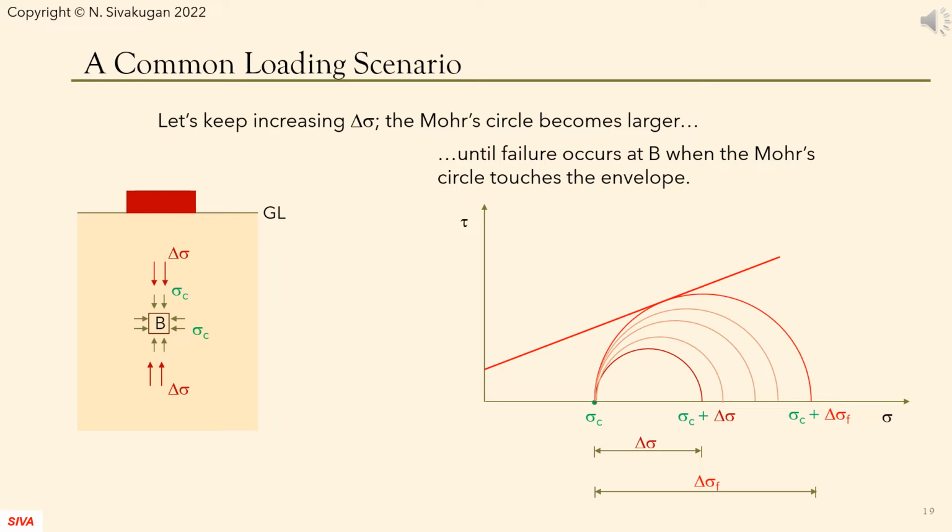Now, if the delta sigma is increased, the Mohr circle expands on the right until it touches the failure envelope when there is failure at B. At failure, we denote delta sigma as delta sigma F.